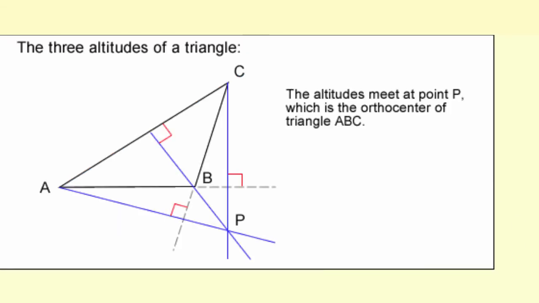This lesson is all about altitudes of a triangle. An altitude of a triangle is a perpendicular segment from a vertex to the opposite side or to a line that contains the opposite side. An altitude doesn't have to be inside the triangle, it can be outside or on a side. The point of concurrency of all three altitudes is called the orthocenter, and in this case you can see it is outside the triangle.